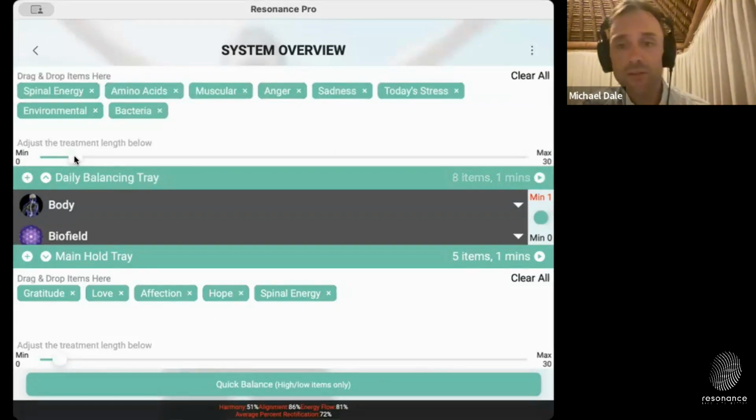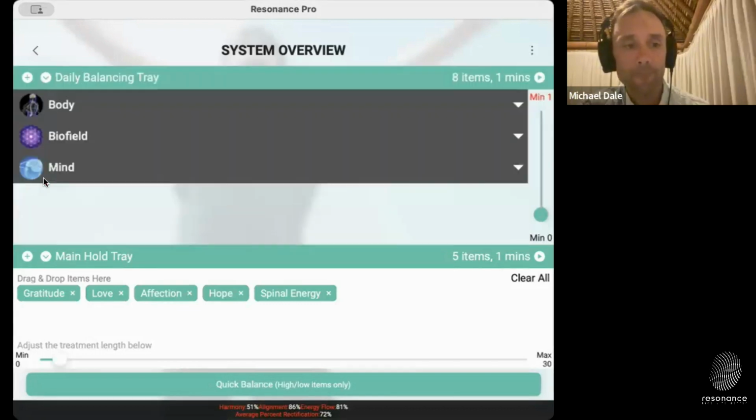And we've looked at the timers for these things. So the timers are here. Daily balancing tray timer is here. The quick balancing timer is here. You can go all the way up to a 16-minute quick balance. It's your call, but again, Resonance recommends 20 to 30 minutes per session, but it's really your call. We've looked at the main hold tray, and that can go up and down here.